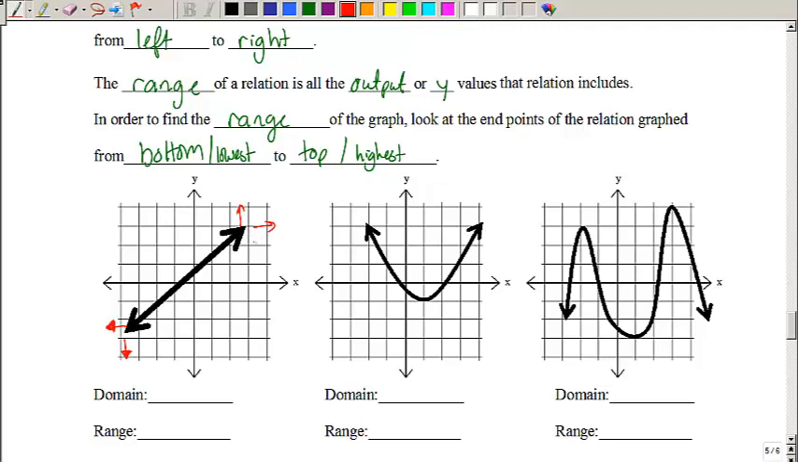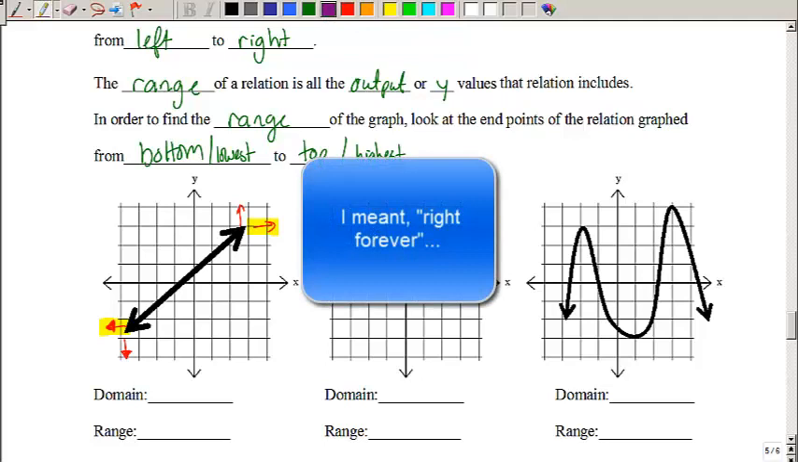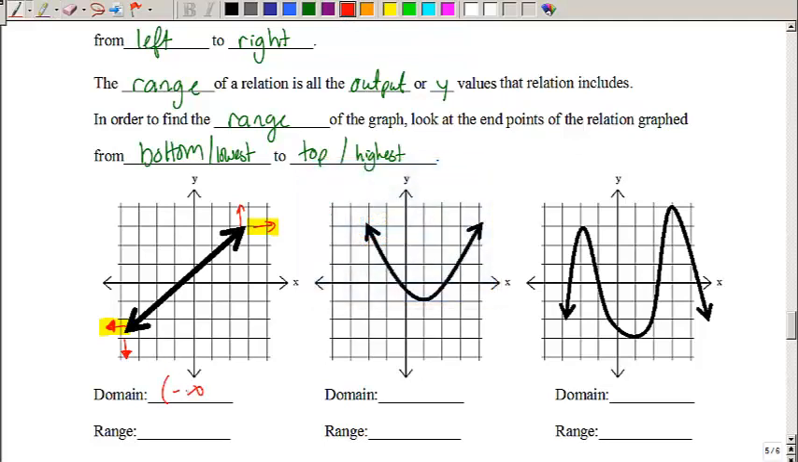When I'm looking at the domain, I'm looking for the endpoints of the relation graph from left to right. Or how far left does this function go? Well, this arrow right here tells me that my function goes left forever. How far right does this function go? Well, this arrow right here tells me that my function goes right forever. So my domain is negative infinity to positive infinity.